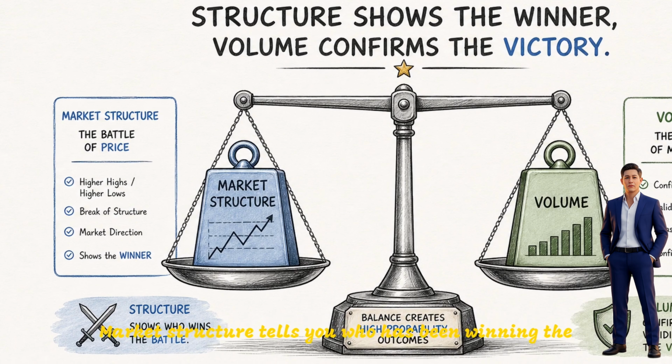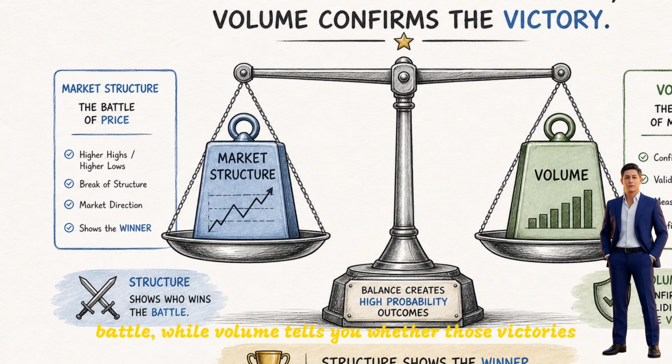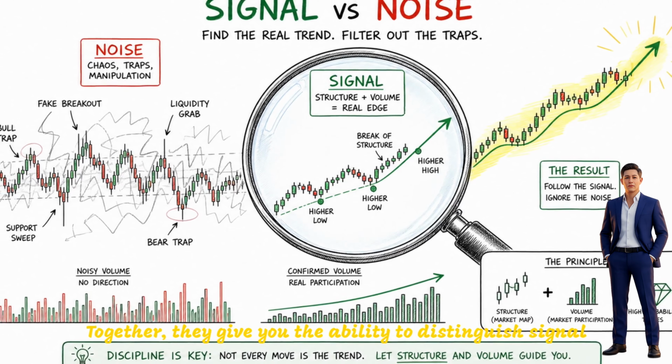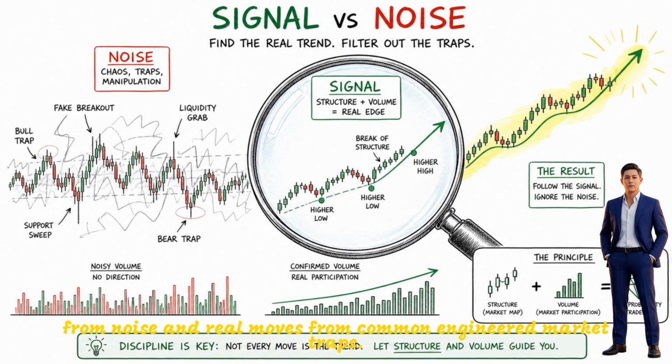Market structure tells you who has been winning the battle, while volume tells you whether those victories are truly real. Together, they give you the ability to distinguish signal from noise and real moves from common engineered market traps.